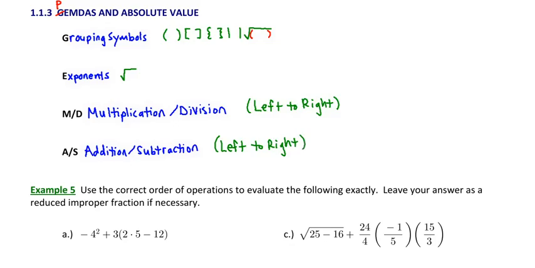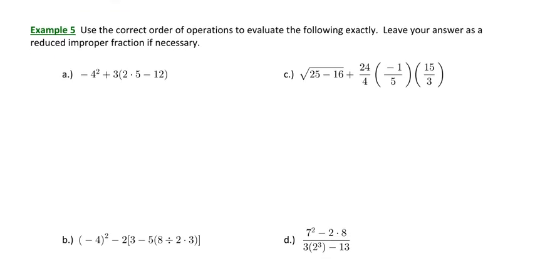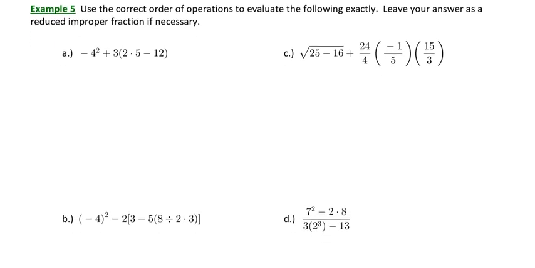So we begin with grouping symbols, proceed to exponents, work the multiplication and division left to right, and the addition and subtraction left to right. Remember that your calculator is programmed with the correct order of operations, so it's a great tool to use to check your arithmetic. Let's apply this hierarchy of operations to example 5.